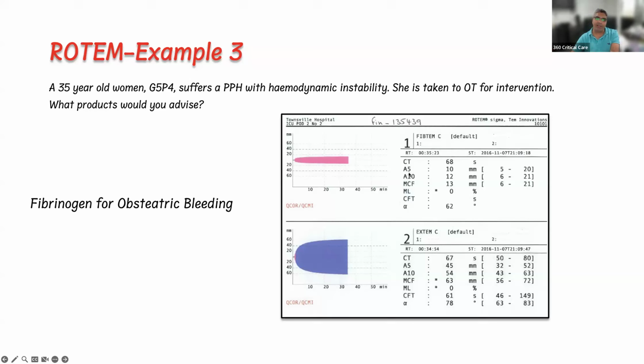So just keep in mind the obstetric cutoff for A5 in most of the centers is higher. So you need a higher A5 for obstetric bleeding, at least by 2. In a normal patient who is bleeding, we look for an A5 of 7 or more. But for obstetric, it is 9 or 11. Okay, so slightly higher. Right, let's go to the next one.